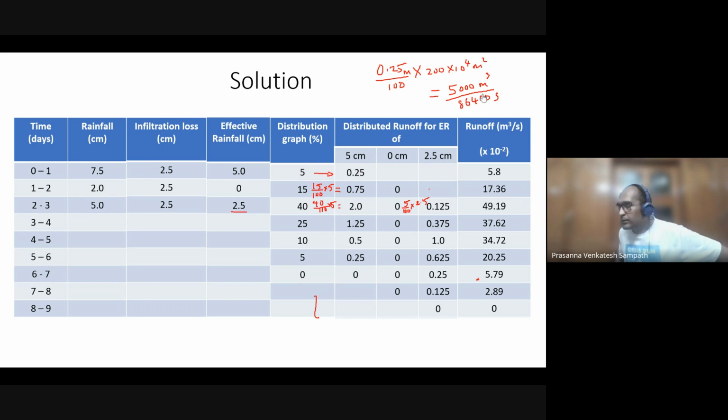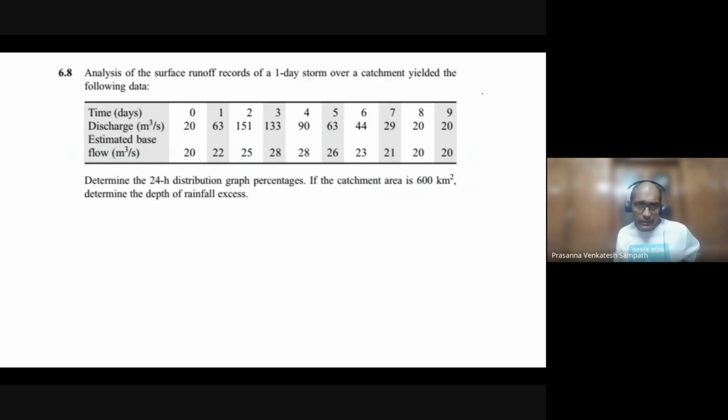Okay. Let's go ahead and solve maybe a couple more problems. We'll do one more on distribution graph itself, and then maybe a couple more as a recap of the other concepts we've learned. Okay, take a look at this.